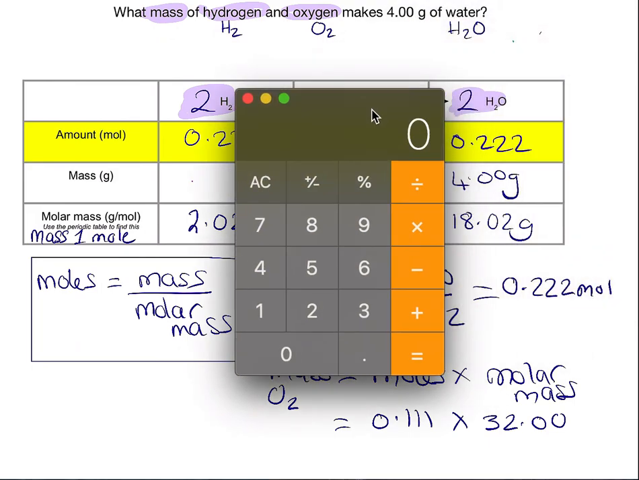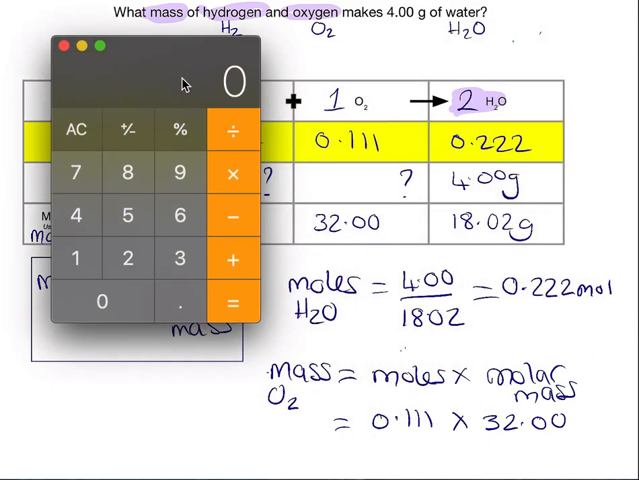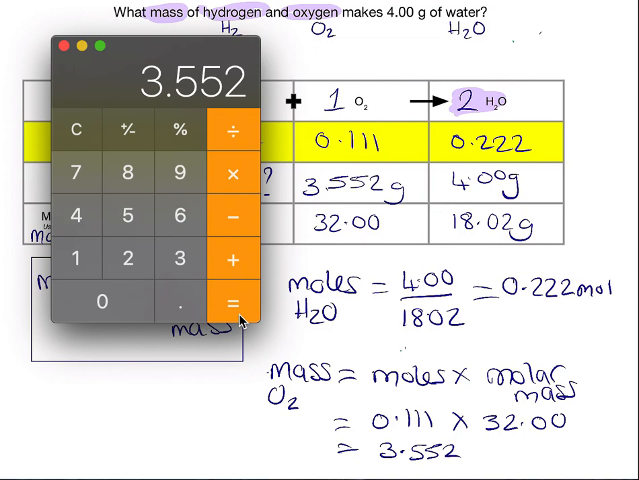So let's put that into our calculator. Okay, so we've got 0.111 multiplied by 32 grams. I won't bother putting 0.00, and we end up with an answer of 3.552. I'm just going to keep it as that, just because of accuracy, right? So our answer is 3.552 grams, okay? So that's the mass of oxygen that we would need.